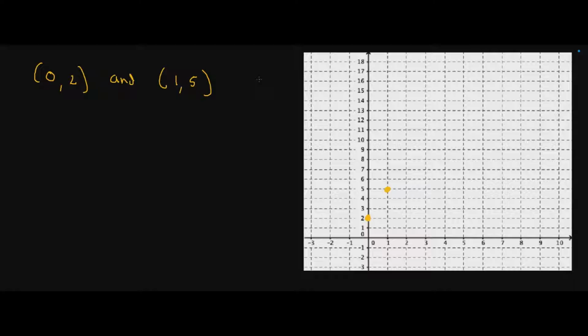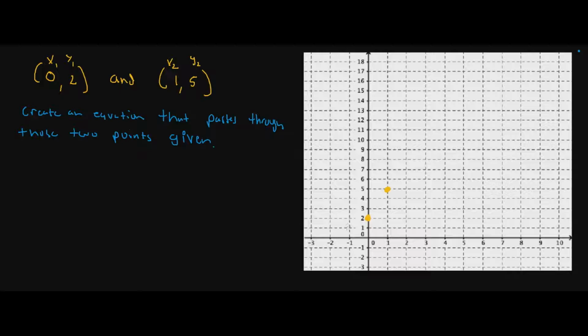So I'm giving you 2 points. I'll call this x1, y1, and I'll call this one x2, y2, because I'm giving you 2 different points. This is my x1, x2, y1, y2. And I ask you to create an equation that passes through those 2 points given. That's what I'm asking you.